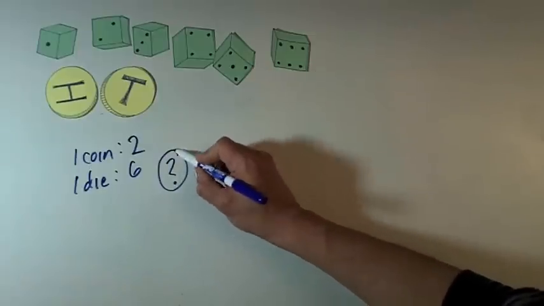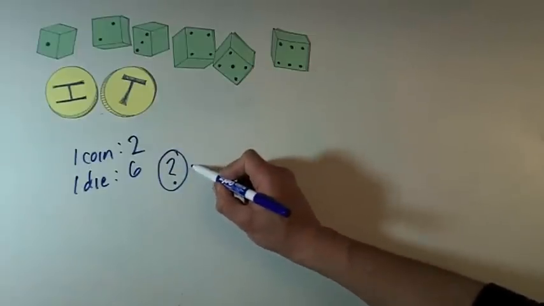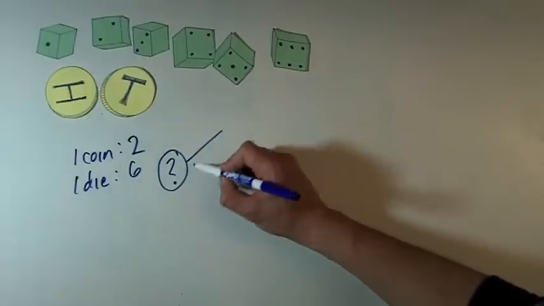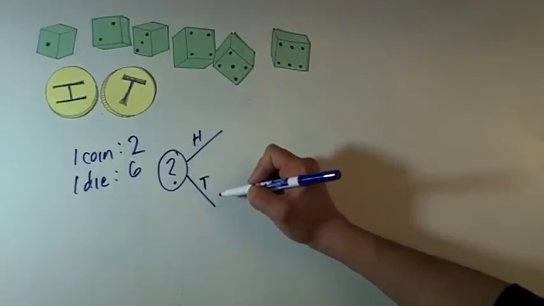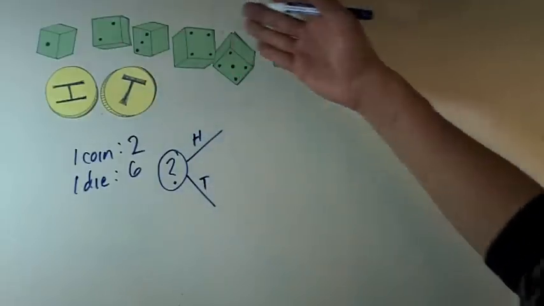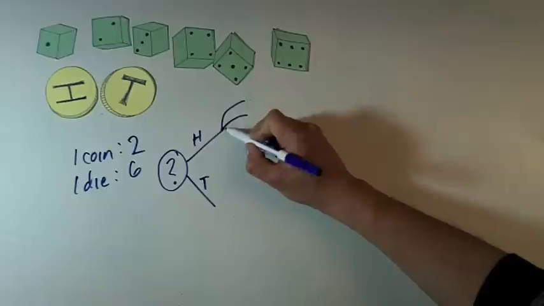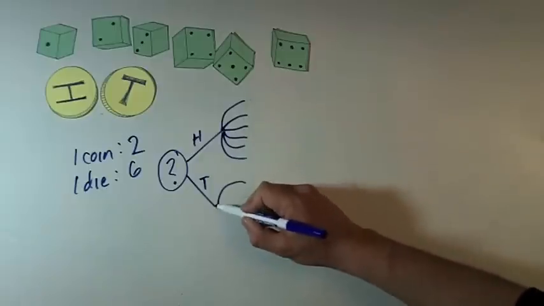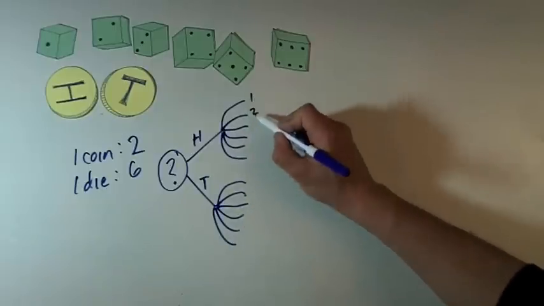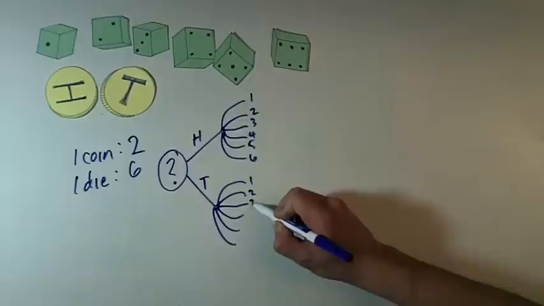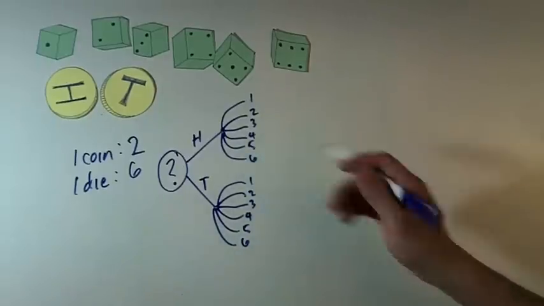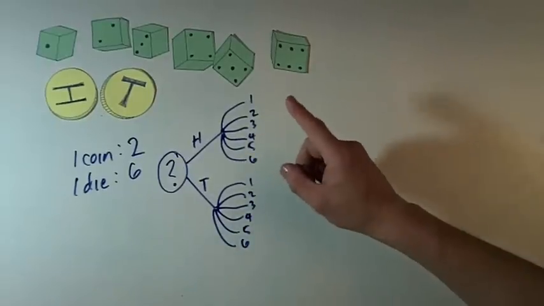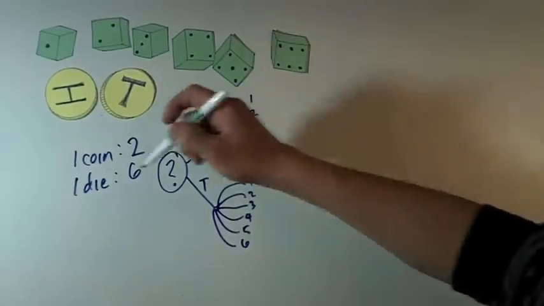So we're going to start off with a little question mark. And then you first divide it by 2 because we're using the coin. So one's heads and the other one's tails. And then we're going to look at the dice, and there's 6 options. So I need to break this up into 6. 1, 2, 3, 4, 5, 6. Label that really quickly there. All right. And there you go. That's my tree diagram for flipping 1 coin and rolling 1 die. How do you like that?